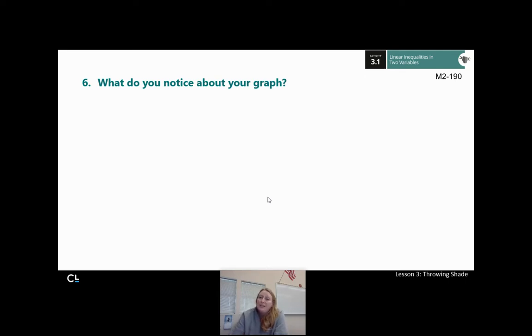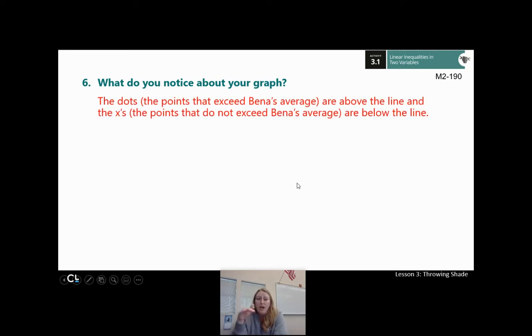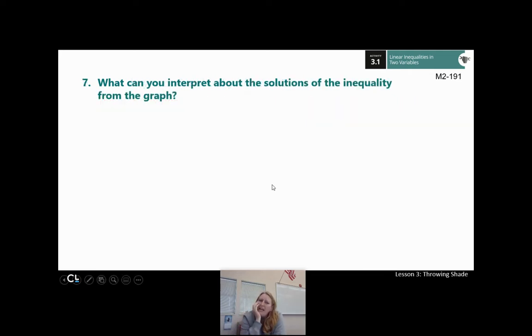So I don't know about you guys, but I noticed all the dots, the points that exceeded Benna's average, were above the line. And all the X's, the points that didn't exceed Benna's average, were below the line. Did you notice that? So what can that tell you? How can you interpret that about the solutions of the inequality from the graph? Where do you think solutions are going to end up in terms of that inequality in the graph? Hit pause.